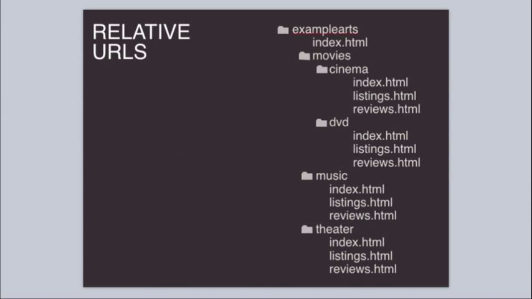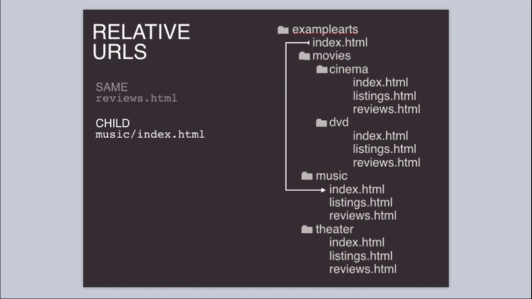Now, if we're going to look at the relative URLs, index.html and reviews.html are in the same folder. So if you're on the index.html page, all you need is a link to reviews.html. If, however, you're in the index.html page for the entire site, then you would need a link to music/index.html to get you to the index page for the music page. Okay?